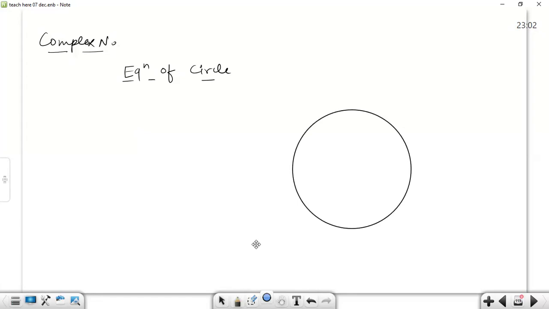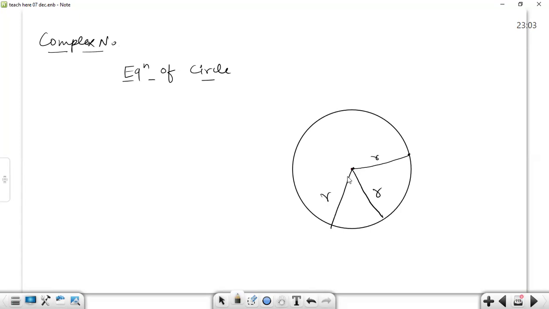A circle is basically the locus made by a point which is equidistant from a center. So considering this is a center and this is a point on the circumference, this will always be equidistant from the center. This particular distance will always be the same. This will always be the radius.